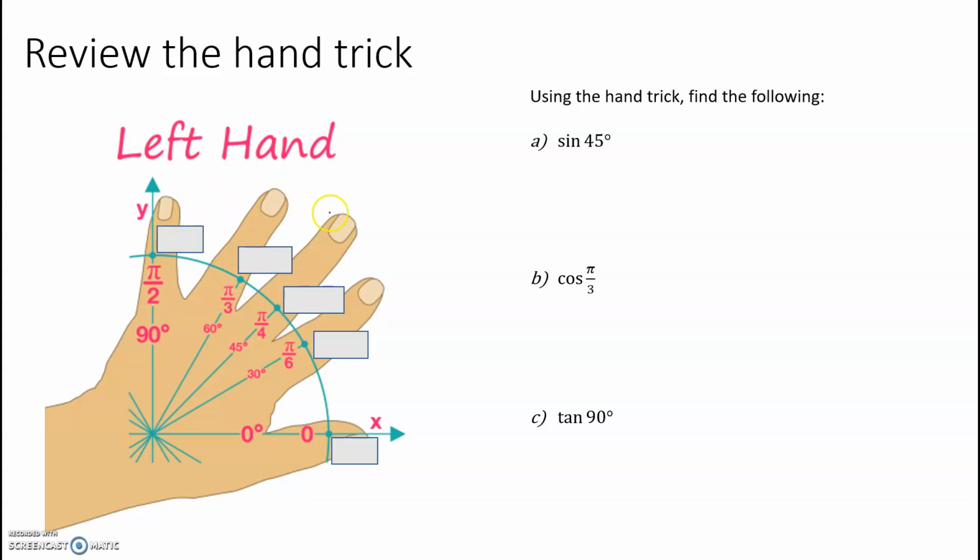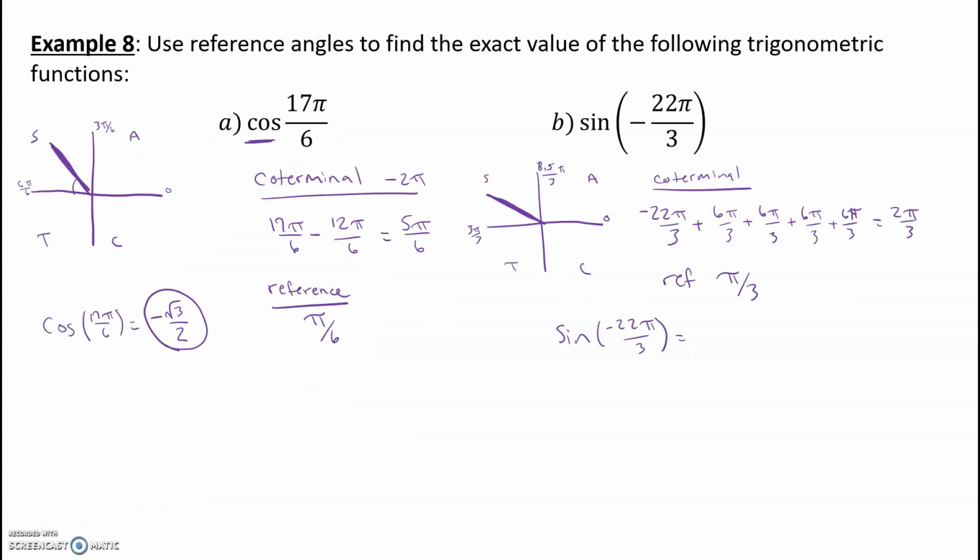Remember, it's cosine, then sine. So square root of 3 over 2. We're at square root of 3 over 2. And we're in the second quadrant. Sine and cosecant are positive, so we're going to stop there.